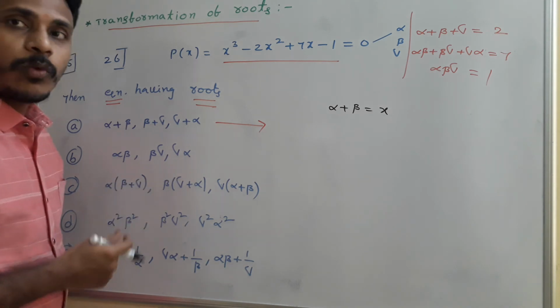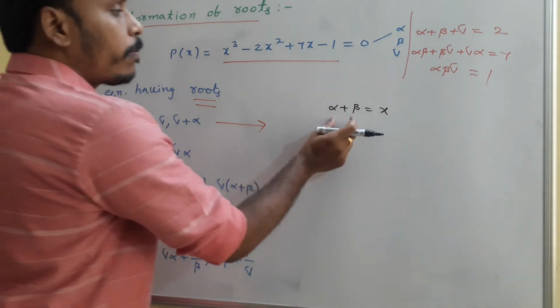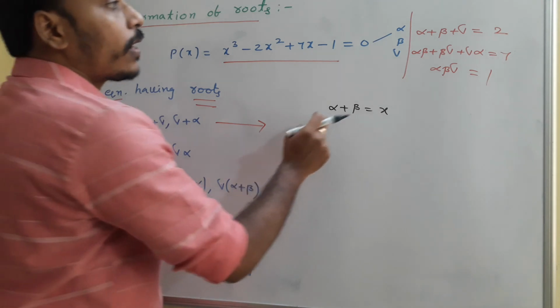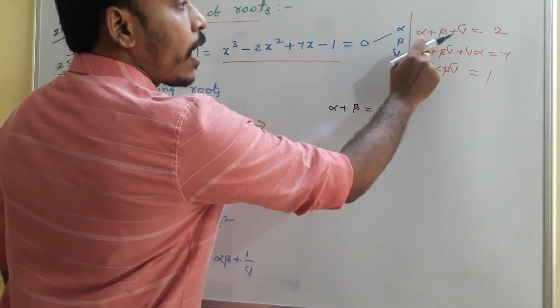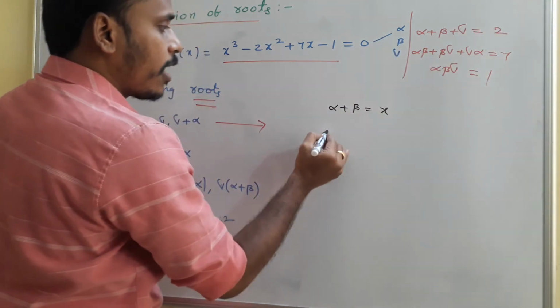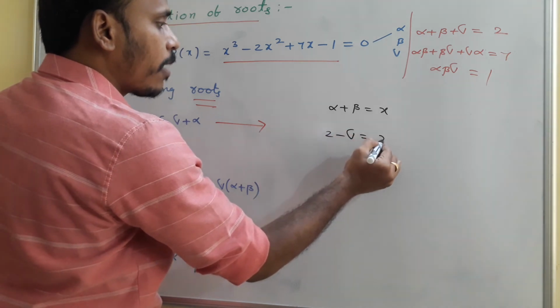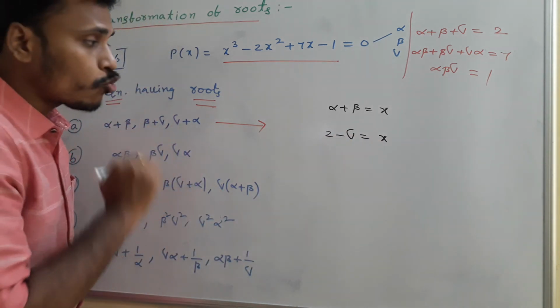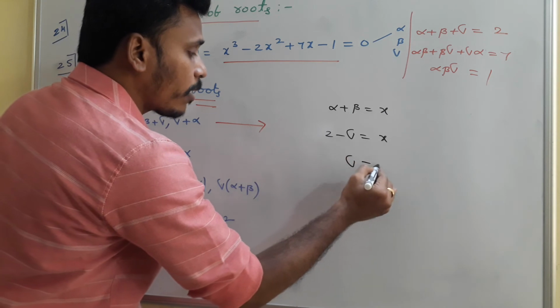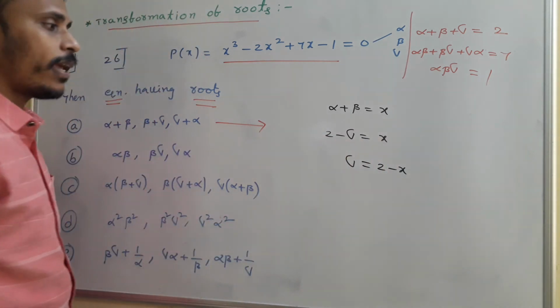But we are trying to express, right? See, alpha plus beta is equal to x. So what is this alpha plus beta actually? Alpha plus beta is 2 minus gamma. So write that 2 minus gamma is equal to x. Since 2 minus gamma is equal to x, what do you say about gamma? Gamma is 2 minus x.